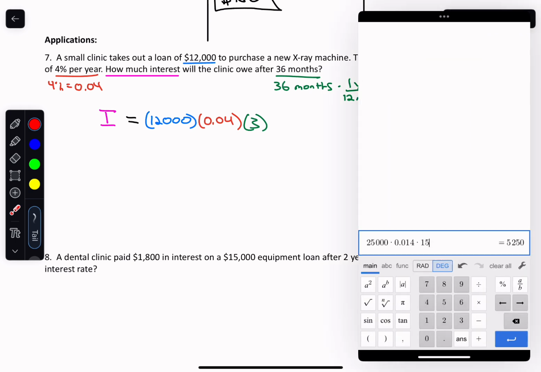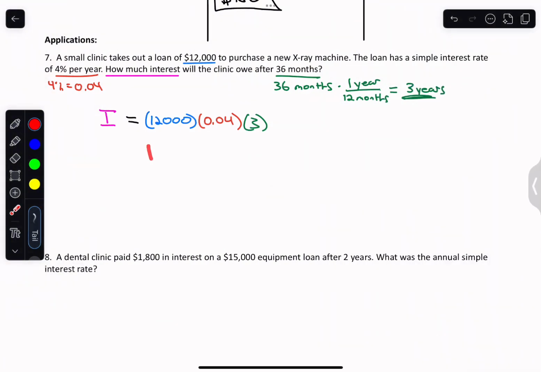We can go ahead and pull out the calculator. 12,000 multiplied by 0.04 multiplied by 3 years gives us an interest amount of $1,440. So how much interest will the clinic owe after 36 months? They will owe $1,440 in interest.